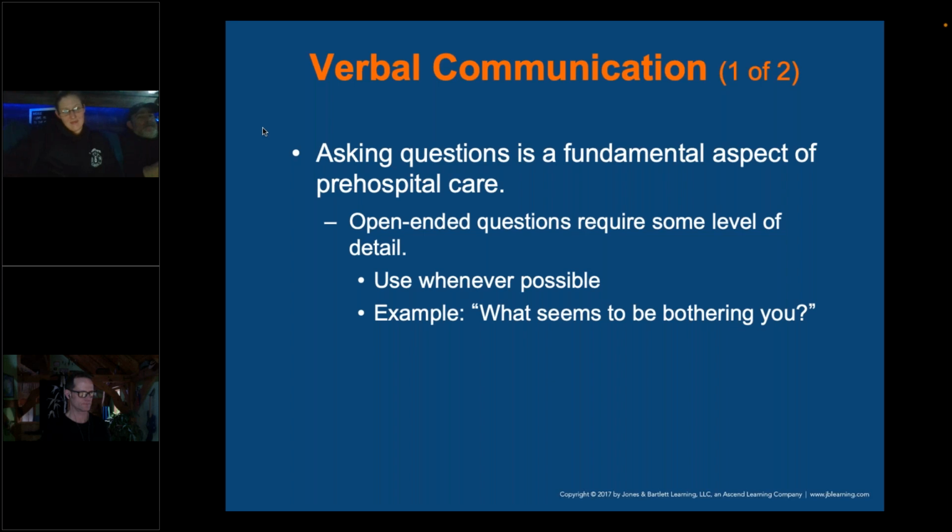Asking questions is a fundamental aspect of pre-hospital care. We want to ask open-ended questions which require some level of detail whenever possible. Example, what seems to be bothering you?